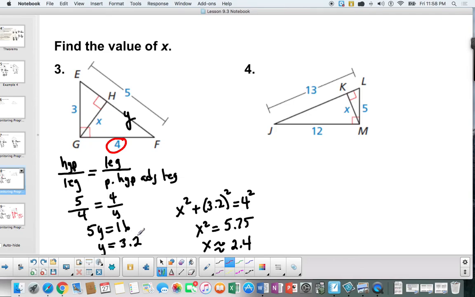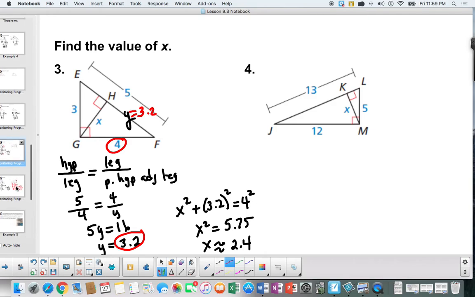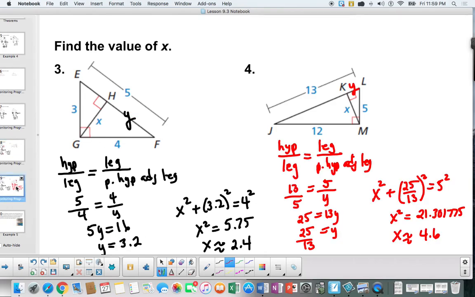I'm going to cross multiply, and I'm going to get a value for y, and that value will be 3.2. Now once I do that, I can use the Pythagorean theorem because I have two sides of a right triangle, which I'm going to do right here, and I can get an approximate answer to the tens place of 2.4. See what you can do for problem 4. And here is the answer.